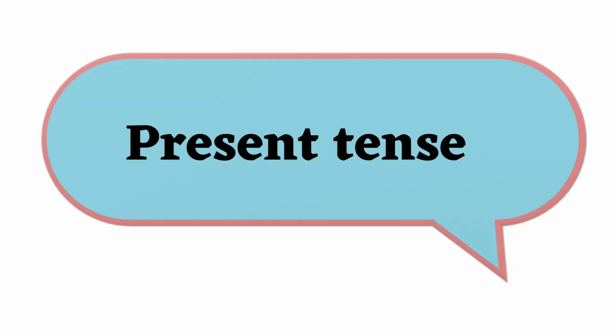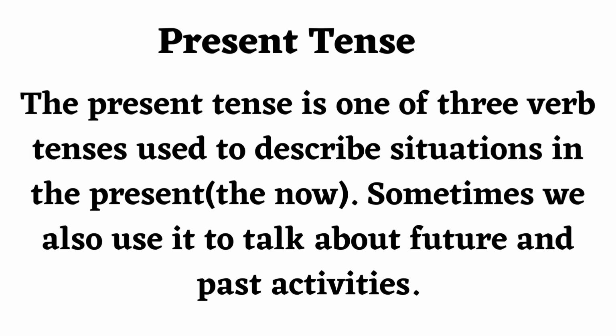In today's lesson, we are going to look at tenses in English. The first one is the present tense. So in today's lesson, we are going to focus on the present tense. What is the present tense? The present tense is one of the three verb tenses used to describe situations in the present. That is the now. Sometimes we also use it to talk about future and past activities.